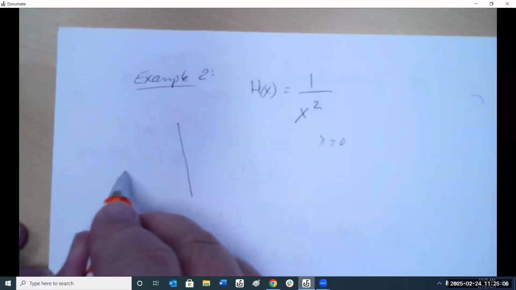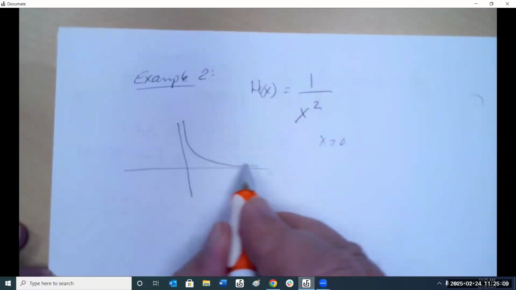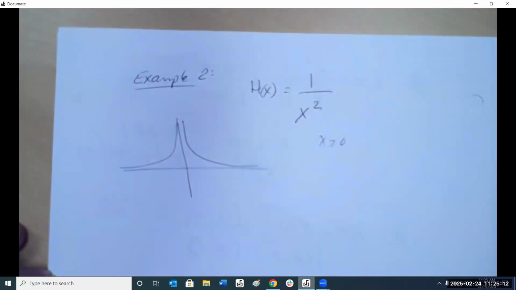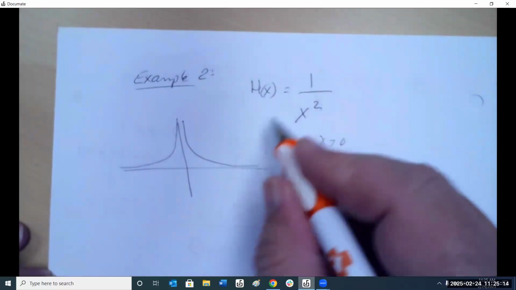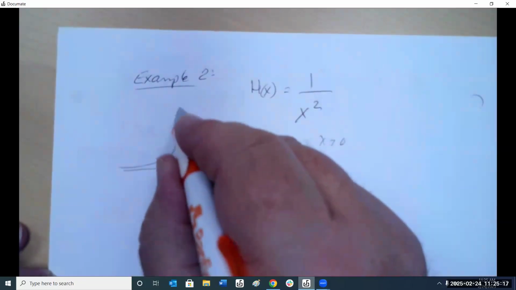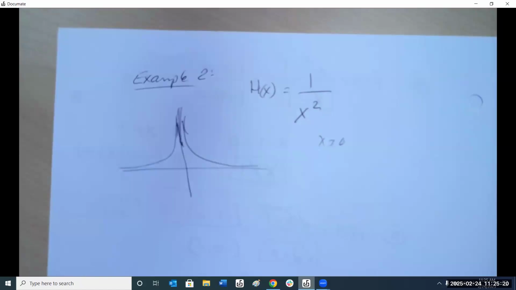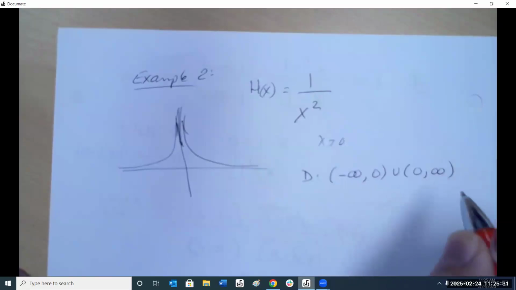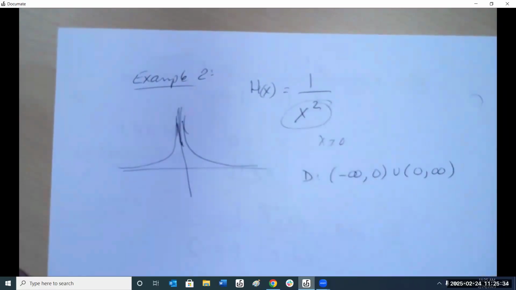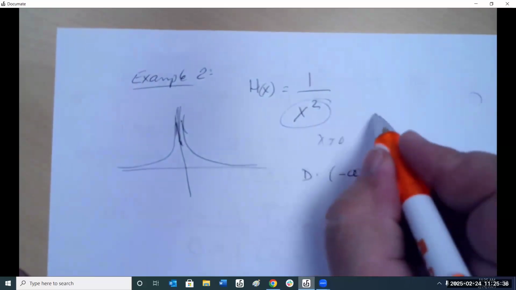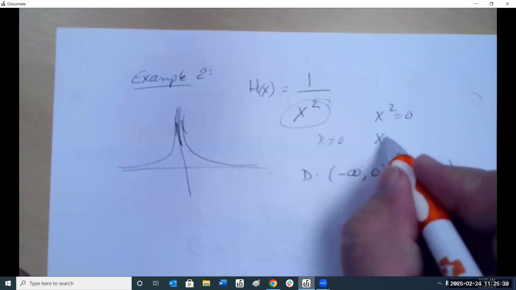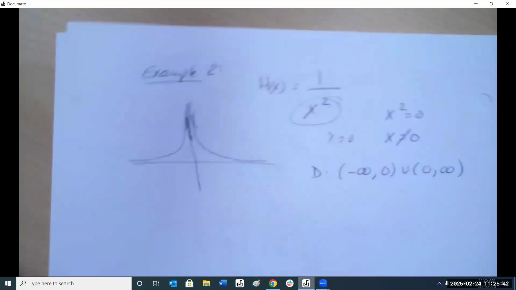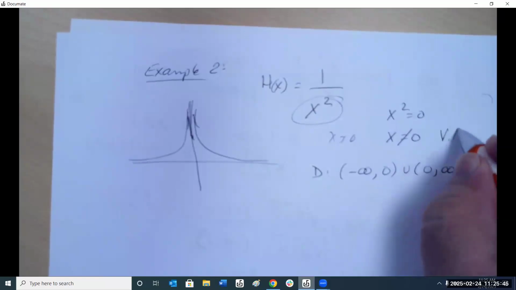The graph of this one, it can never be negative. If I put a negative number in there and I square it, it becomes positive. So it's the Atari symbol. So what's my domain? Since it has a vertical asymptote where I set it equal to 0, x cannot equal 0. That is your vertical asymptote.